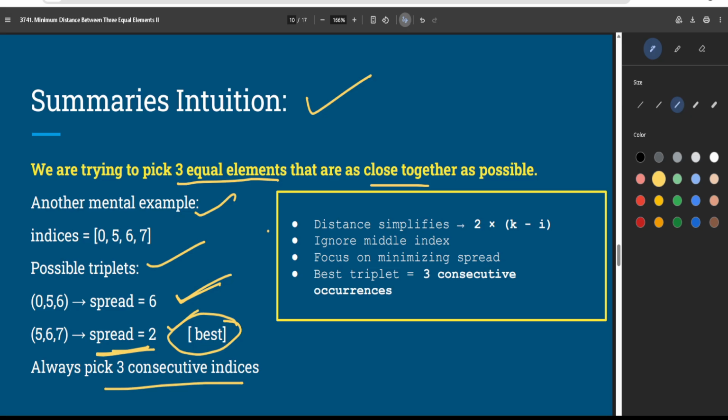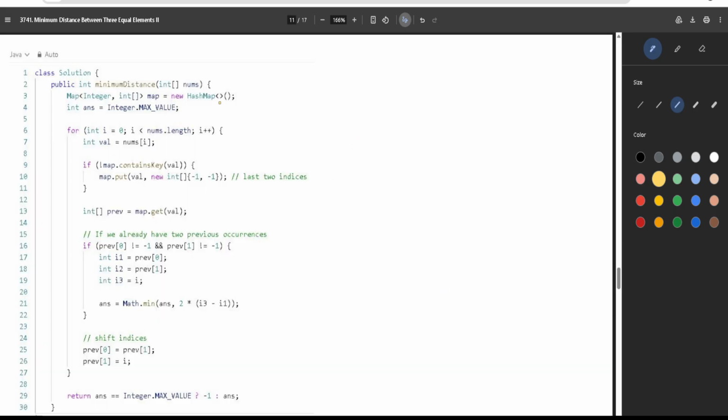Okay, so if we summarize, the distance is 2 into k minus i, we ignore the middle index, we focus on minimizing the spread, and the best triplet is nothing but 3 consecutive occurrences. Correct. So to implement this, you need to define a map where you have the integer and its array of indices, so we can track the triplets at each index. Then we take an answer holding the max value. For each index we go from 0 to nums.length, and for each value we check nums at i.